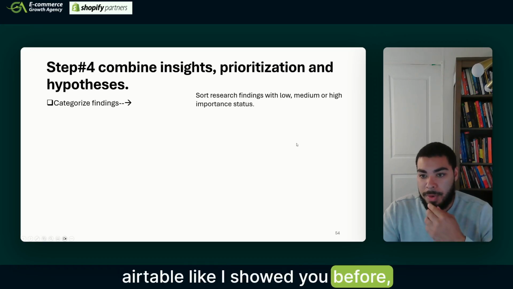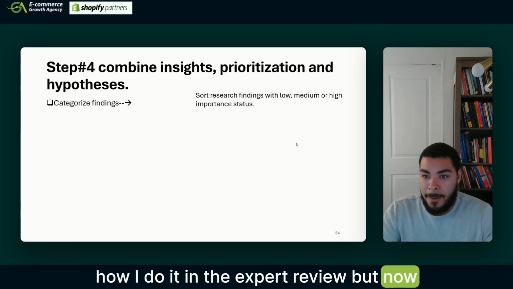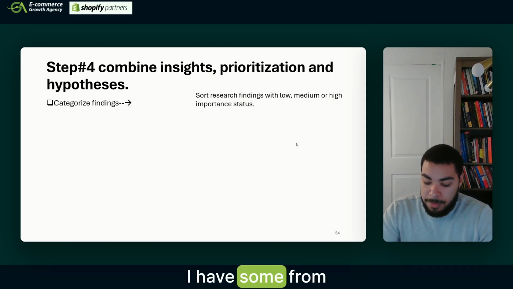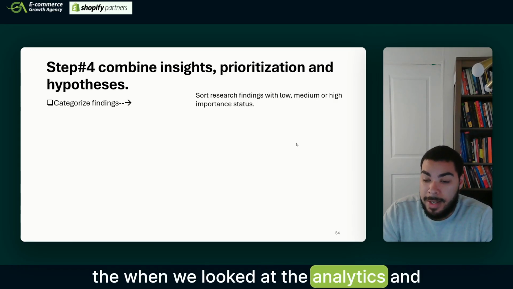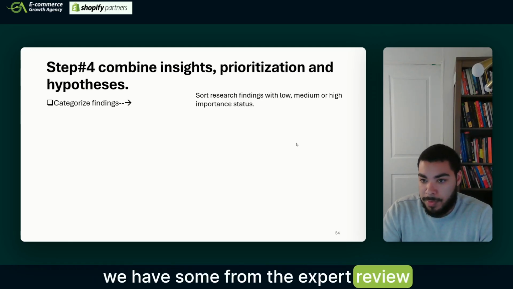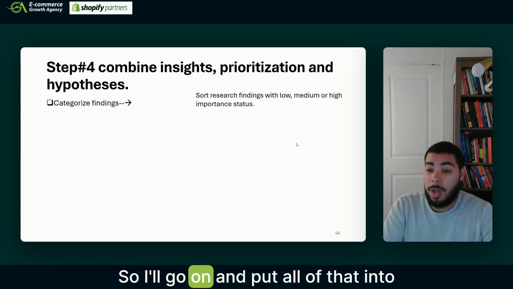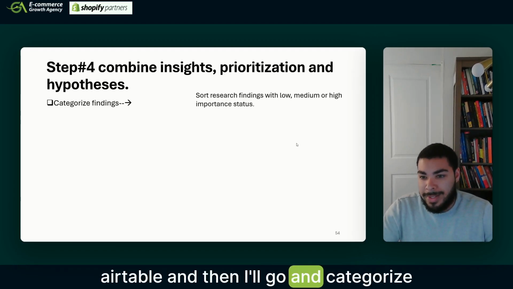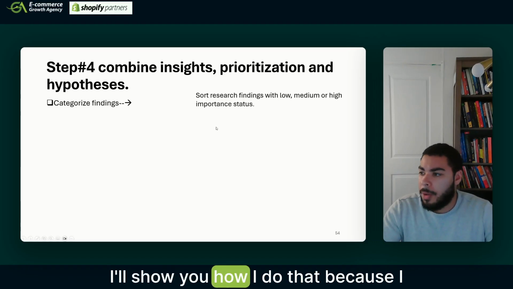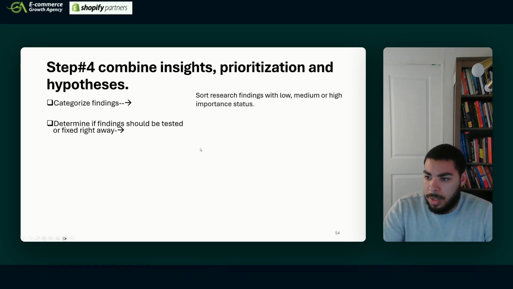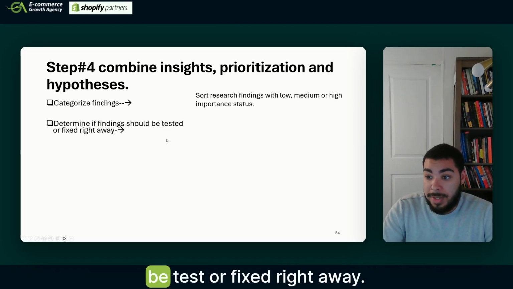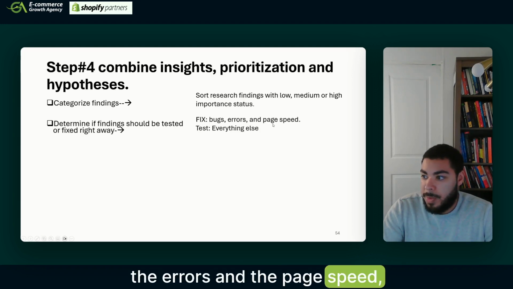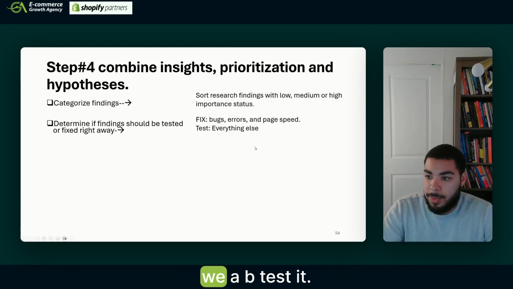Like I showed you before how I do it in the expert review, but now I have multiple sources of findings. I have some from when we looked at the analytics, and some from the expert review directly on the website. So I'll put all of that into Airtable, and then categorize them. I'll show you how I do that because I think it's really important. We're going to determine if findings should be tested or fixed right away. Basically, the bugs, the errors, and the page speed, we just fix right away. The rest we test. We A/B test it.